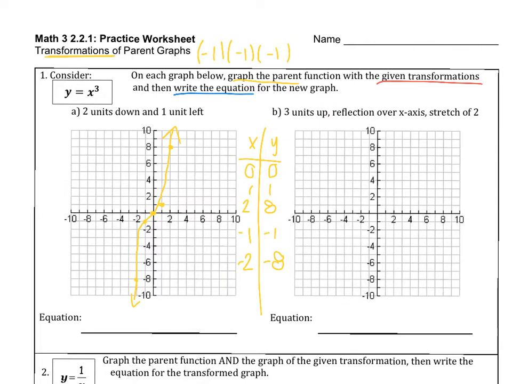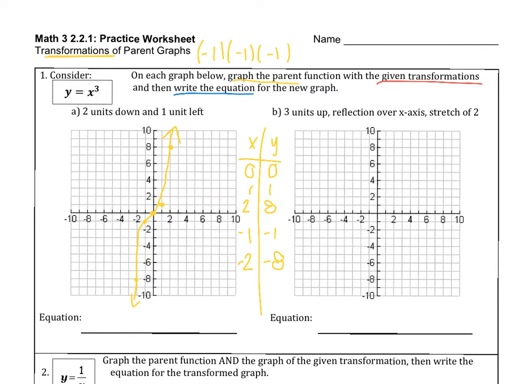So that's my function, and now we want to transform that function by shifting it 2 units down and 1 unit left. That just means I'm going to take every single point and then go 2 down, 1 left, and plot a new point. So I'll do that in red. I'd like you to switch colors as well if you have colored pencils or maybe a colored pen. That way it's just easier to see the difference between these two functions.